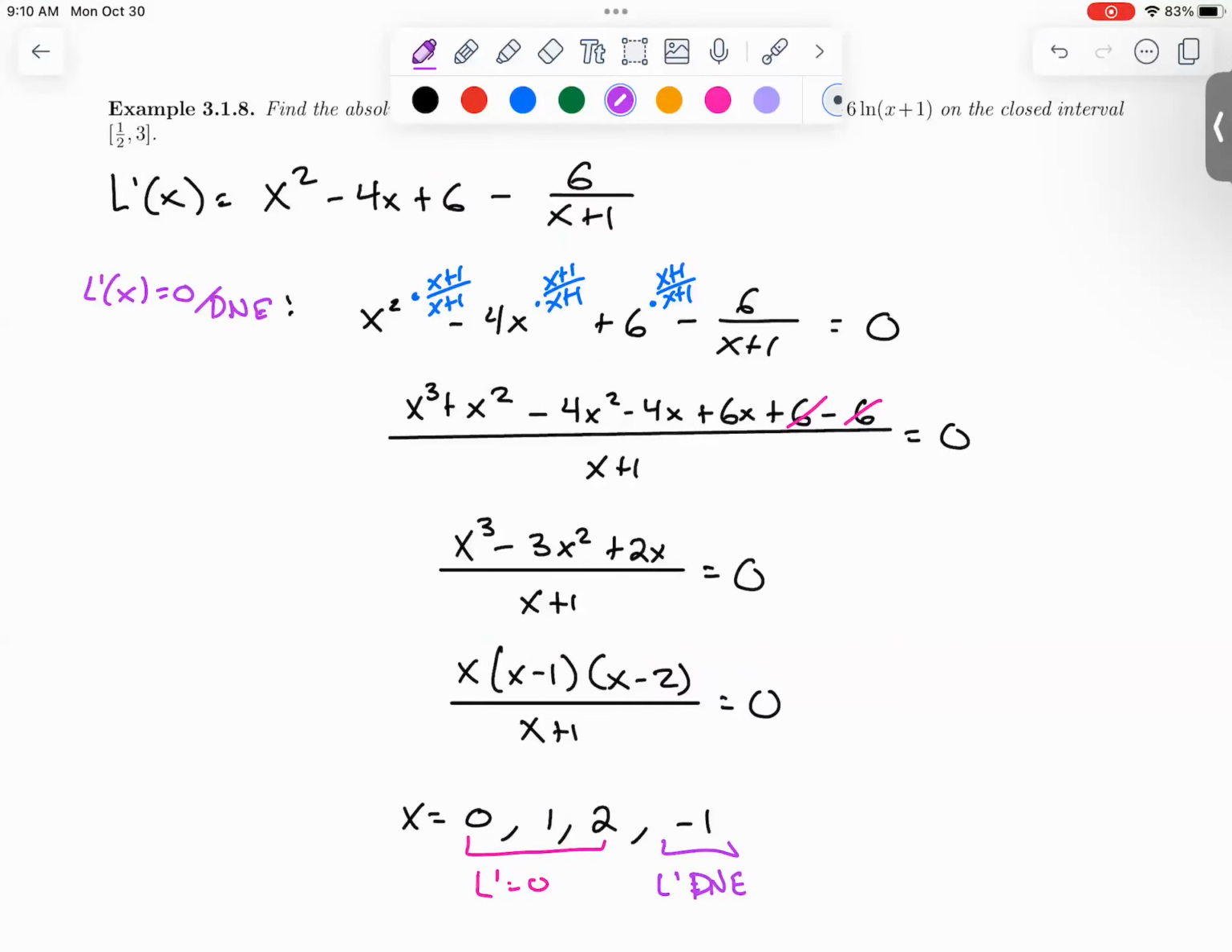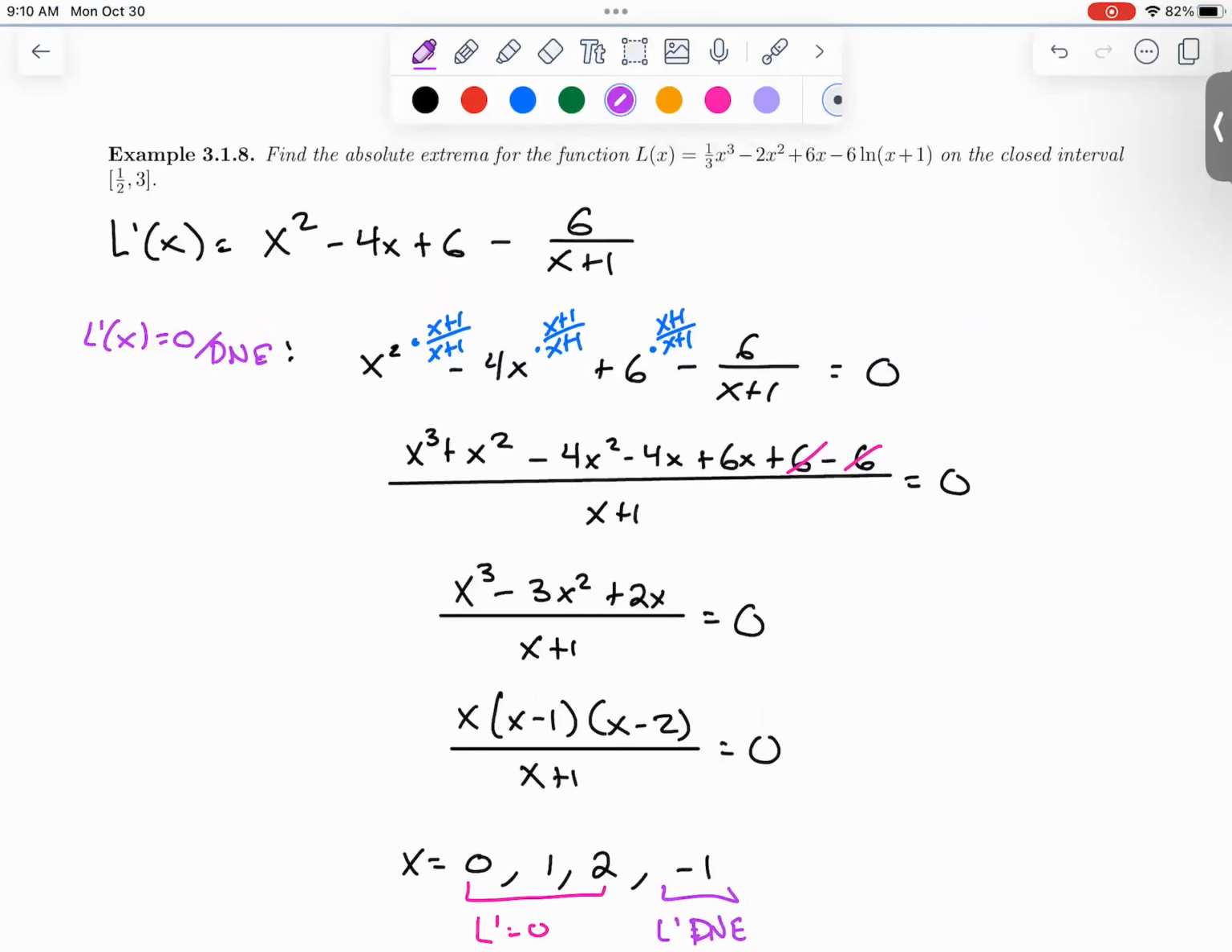So we find the critical values by setting the derivative equal to 0, or finding where it doesn't exist. It will equal 0 where the numerator equals 0, so 0, 1, and 2. And then it will not exist where the denominator equals 0, which would be at -1. However, looking back at the function, you can't plug in -1 into it. We can't plug in -1.